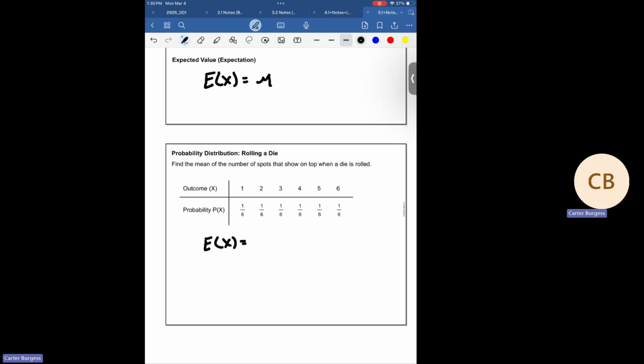How often am I going to see a 1? A sixth of the time? Okay. How often am I going to see a 2? A sixth of the time. Okay. How often am I going to see a 3? A sixth of the time. It's multiplying. Okay. How often am I going to see a 4? A sixth of the time. A 5. And then a 6. In this case, all equally likely. And you can plug this into your calculator. What you would get is that this expected value is exactly 3.5.